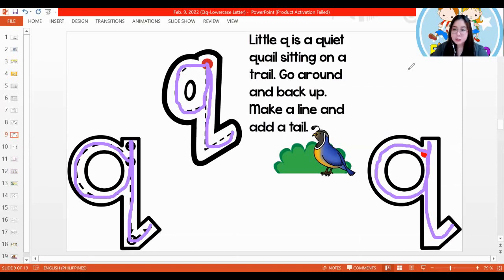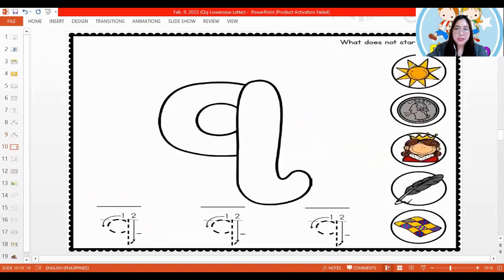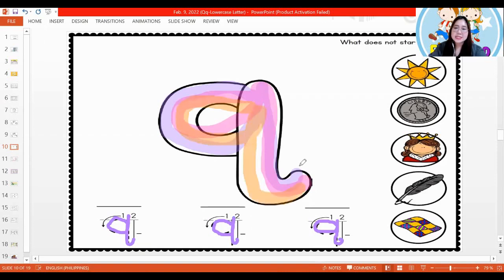So let's practice some more using our Play-Doh mat. So let's start by tracing our lowercase letter Q. Curve up. Let's do it 2 more times. And last one. Okay. So I will also use my marker to make my lowercase letter Q. Let's use 3 colors. Okay, one more. And we have lowercase letter Q.